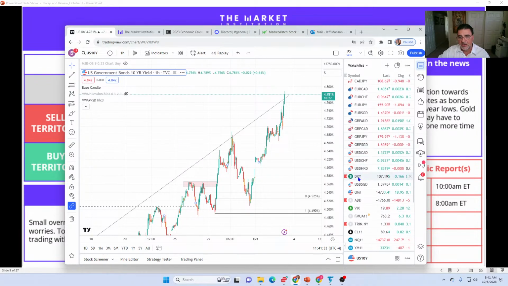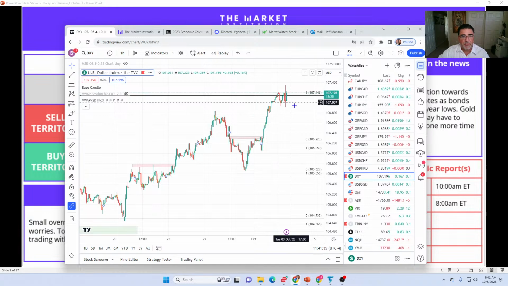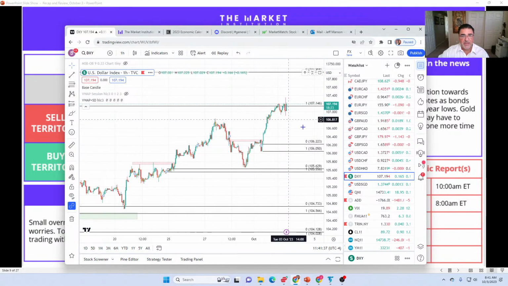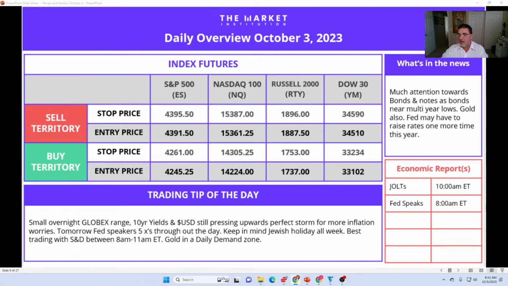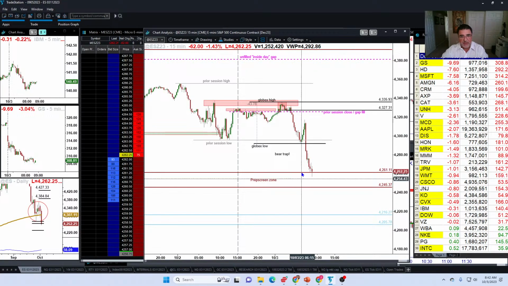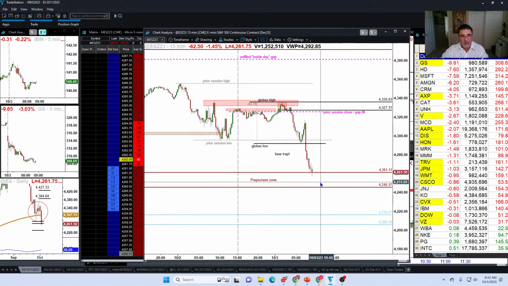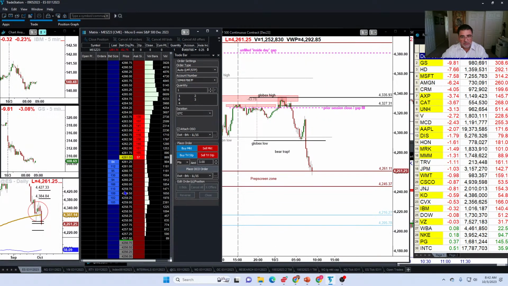Now, the dollar is also still pushing upwards, but high tight base can go higher. If the dollar and the yield keep going higher, then we're going to expect the equity indexes to move a little bit lower. I just want to point these things out because right now we're seeing that some of our trade setups are in our prep screen zones.